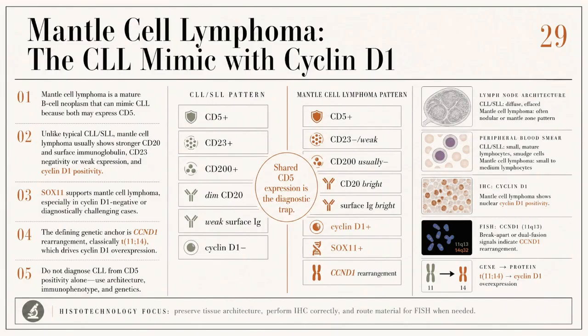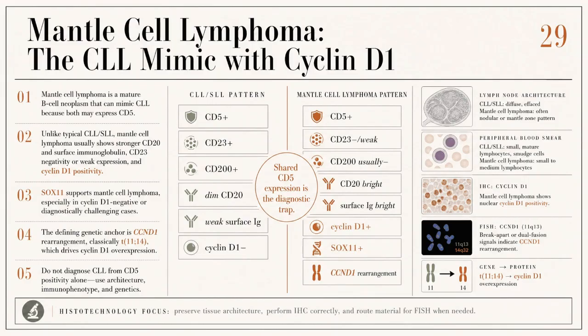A pivotal distinguishing feature between MCL and CLL lies in the expression of CD23. CLL cells characteristically express CD23, whereas MCL cells are usually negative for this marker. This difference becomes a critical clue during flow cytometric analysis, where the combination of CD5 positivity with CD23 negativity should raise suspicion for MCL rather than CLL.